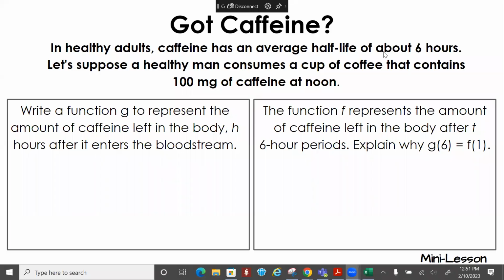In healthy adults, the caffeine has an average half-life of about 6 hours. Let's suppose a healthy man consumes a cup of coffee that contains 100 milligrams of caffeine at noon. Write a function G to represent the amount of caffeine left in the body 8 hours after it enters the bloodstream. So this is asking you to write an equation. They tell us that they want us to call it G. So we're going to say G of, and the other variable that they give us is H. So G of H.